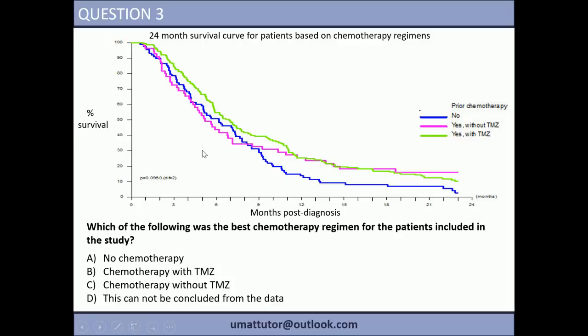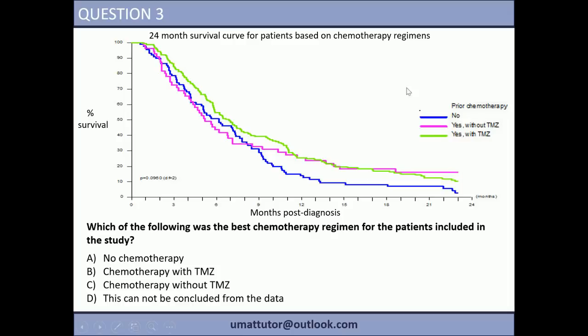The other issue is that even if we were to take this question as just dealing with purely survival and the best chemotherapy regimen for survival, there is no clear winner from this graph. You can see initially the green graph, which is the chemotherapy with TMZ, seems to be the best in terms of survival because it's on top here. But around the 12-month mark, the pink, which is the chemotherapy without TMZ, tends to take over. And you can see here from about 18 months through to 24, it becomes the best in terms of survival.